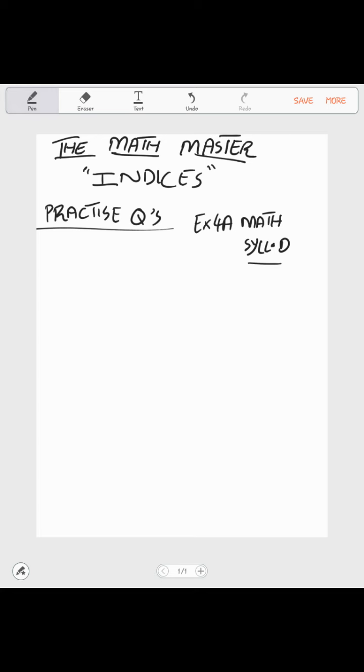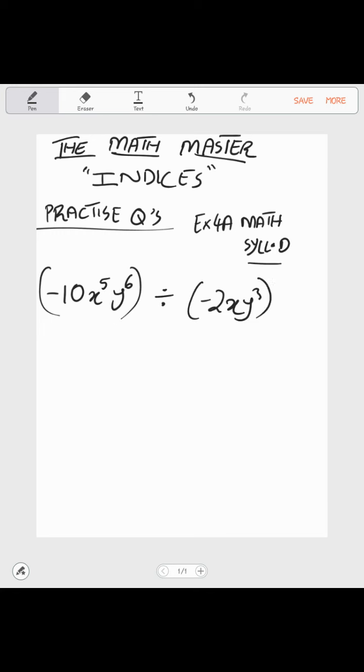So let's just move forward, and we've got another question like this, but it's a little bit more tricky. Minus 10 x to the power of 5 y to the power of 6, in a bracket, divided by minus 2 x y cubed. Now this may seem a little bit confusing, but it's not. You write minus 10 over minus 2 in a fraction.